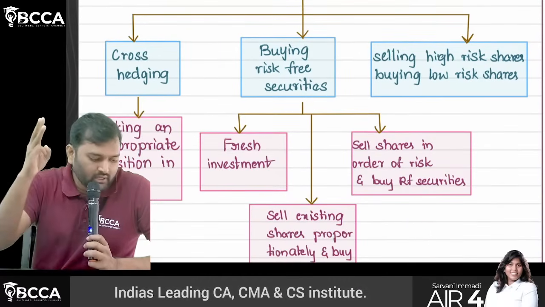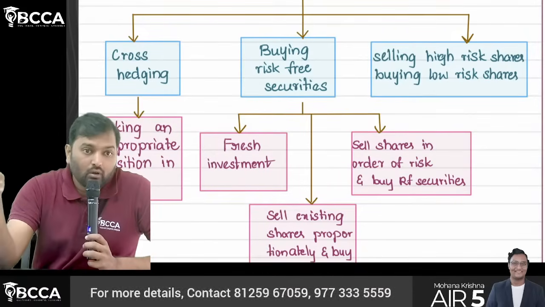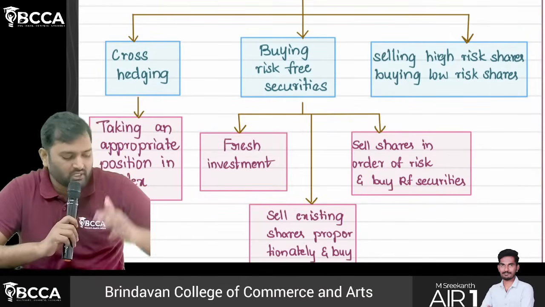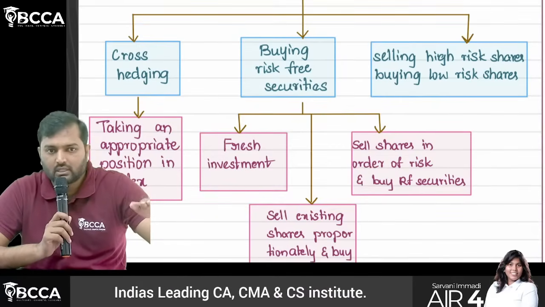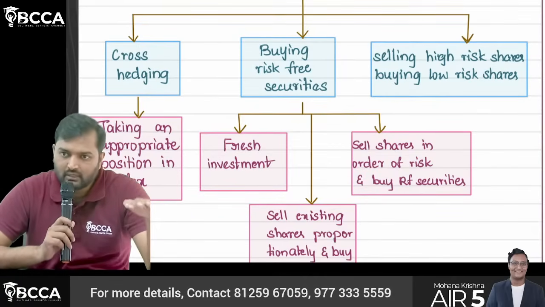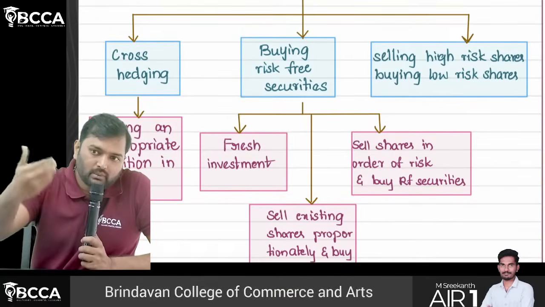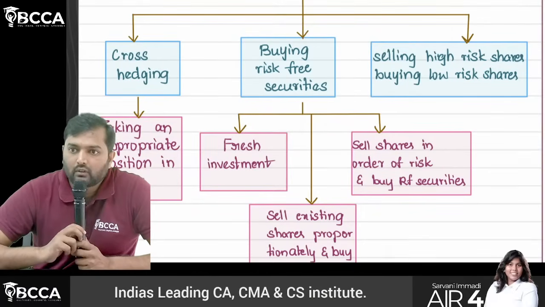In buying risk-free securities, we have 3 categories. First, making an altogether fresh investment. That means without disturbing the existing shares. We are not going to buy or sell the existing shares; they will remain the same. We make a fresh investment in the risk-free security, the weights will change, and the weighted beta will also change.